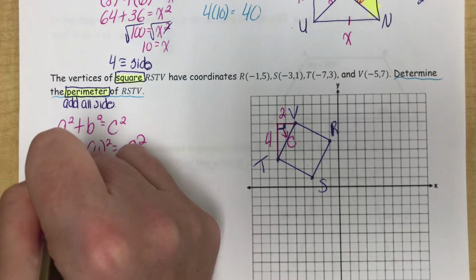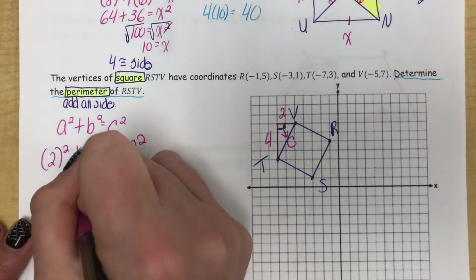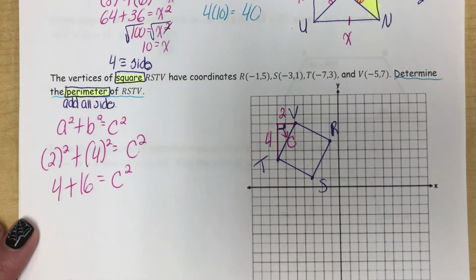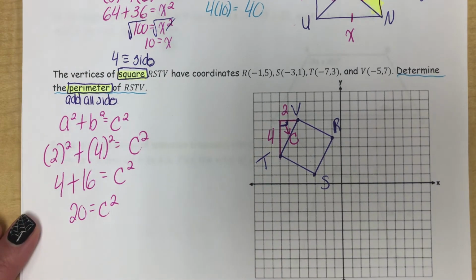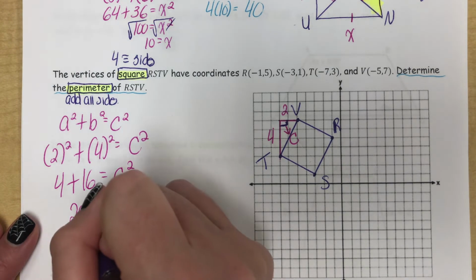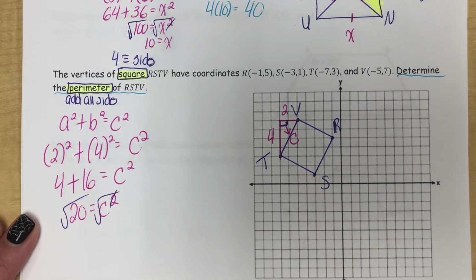2 squared is 4, right? 2 times 2 is 4. 4 times 4 is 16. That equals my C squared. When I add those together, I get 20 equals C squared. In order for me to get rid of squaring, I have to square root. So that gets rid of the little 2.